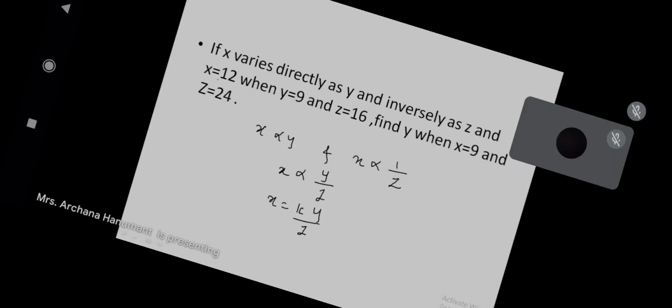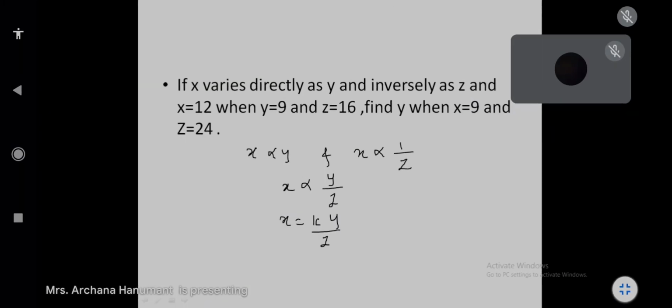x is equal to 12, y is equal to 9, z is equal to 16. Find y when x is equal to 9 and z is equal to 14.